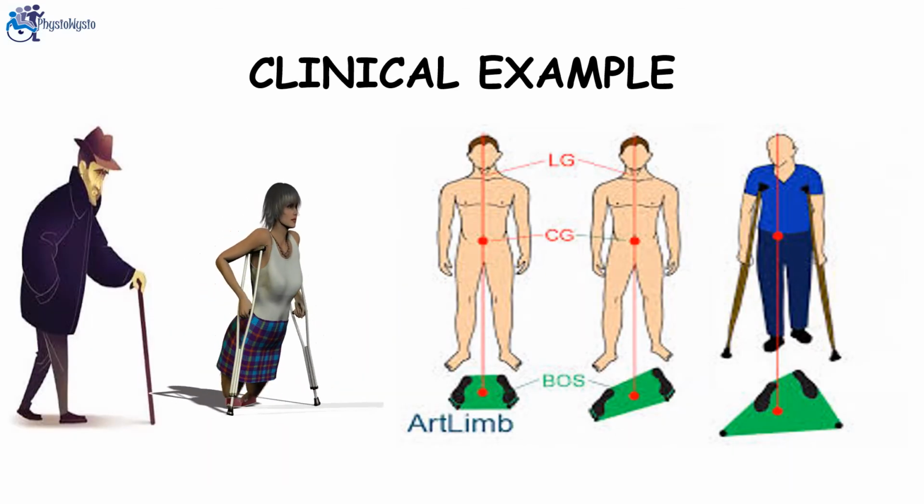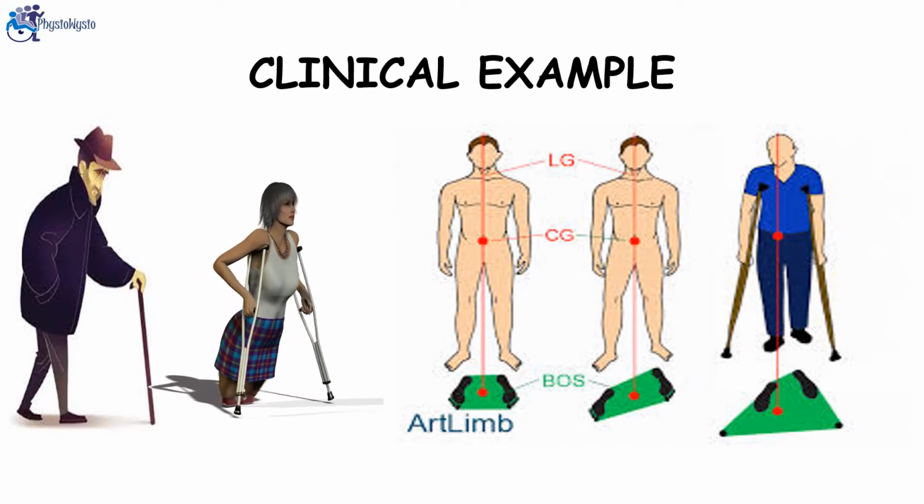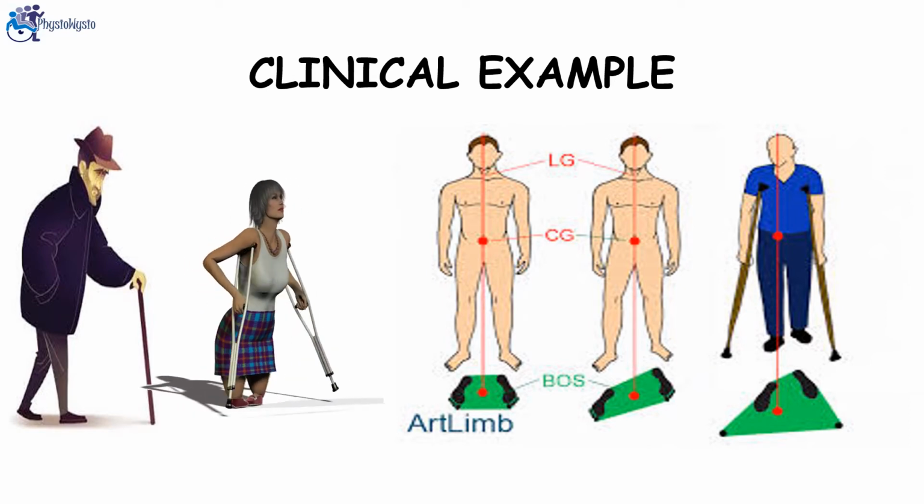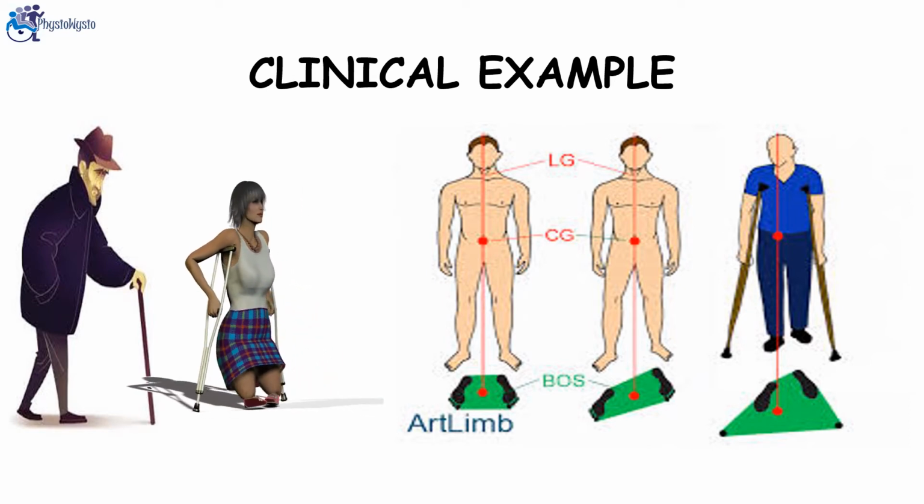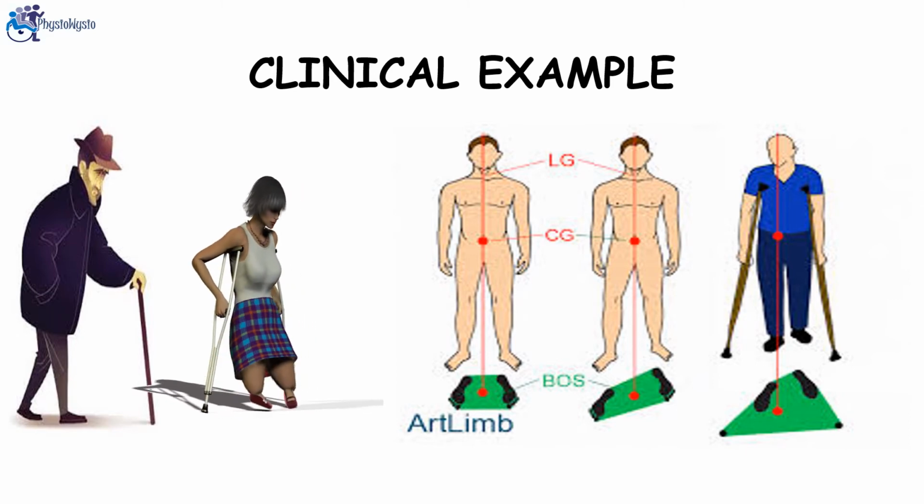Walking aids such as canes and crutches increase the size of the base of support and therefore allow more swing of the body without falling.